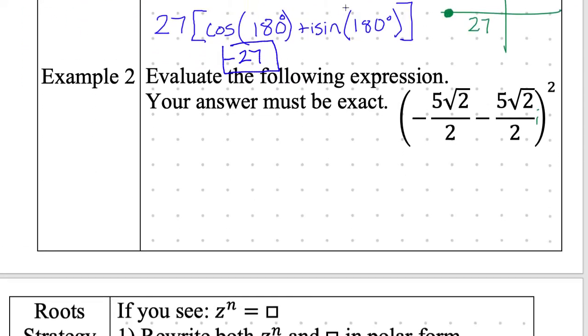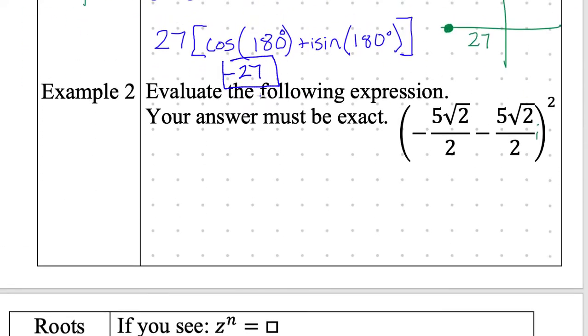All right, we're back. Mr. Sindel is going to be in charge of example number 2. The first thing that I see is that this is going to be a special right triangle because I have a square root of 2. I'm going to graph it. When I graph it, I know I have a negative and a negative. They're both the same number, so they both come out here at about a 45-degree angle.